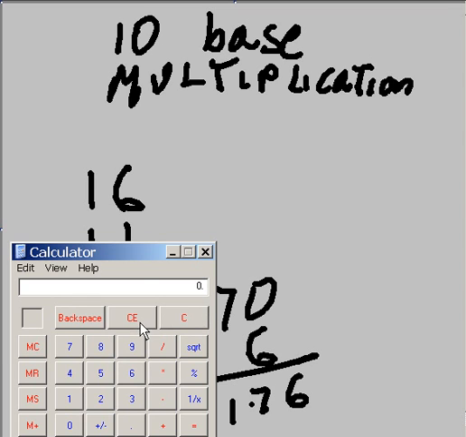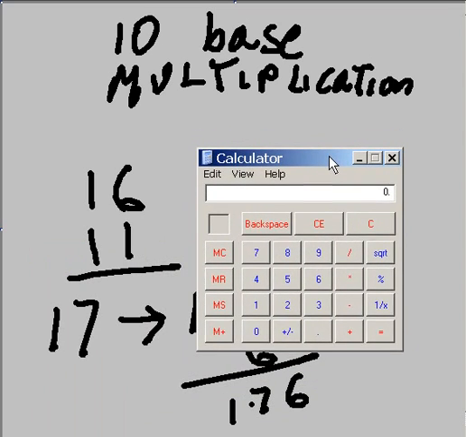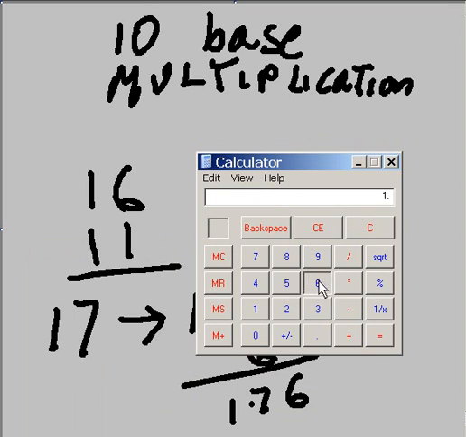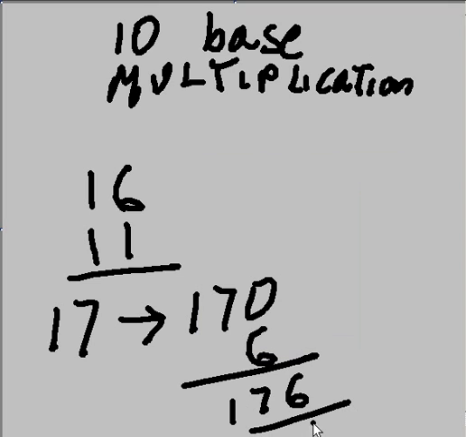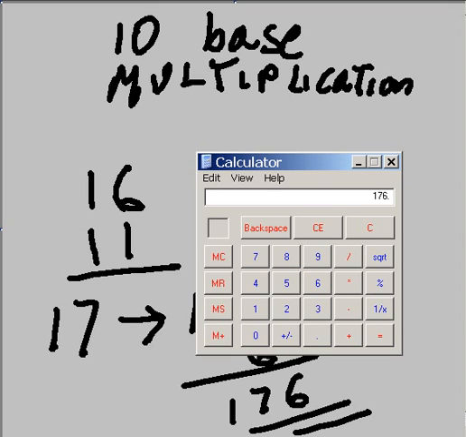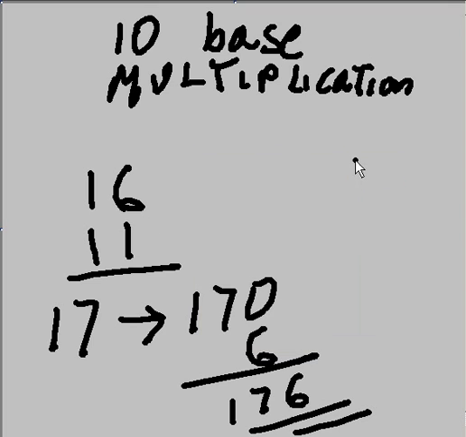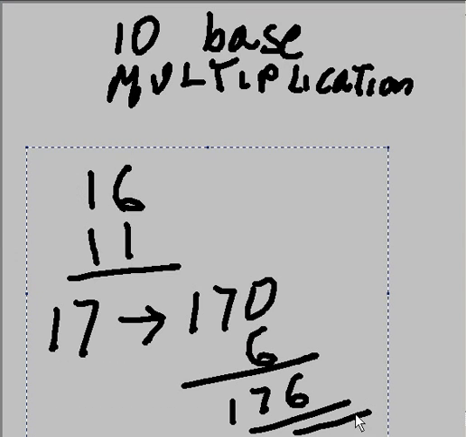Let's check it. 16 times 11. 16 times 11 equals 176. And bingo, we got the answer. 176. Huh. What do you know? There was another way to do that, by the way. 16 times 11. Let's do the other way, just for fun.